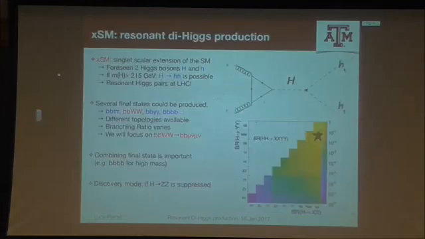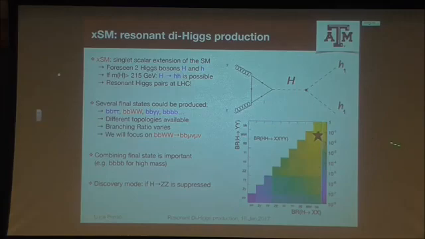And what we are considering here is that if we extend the standard model, adding a singlet, this is a kind of Feynman diagram that we could have. We have a heavy resonance here, a heavy Higgs, that decays into standard model Higgs bosons. And as you can imagine, the final states that can be produced are a lot.